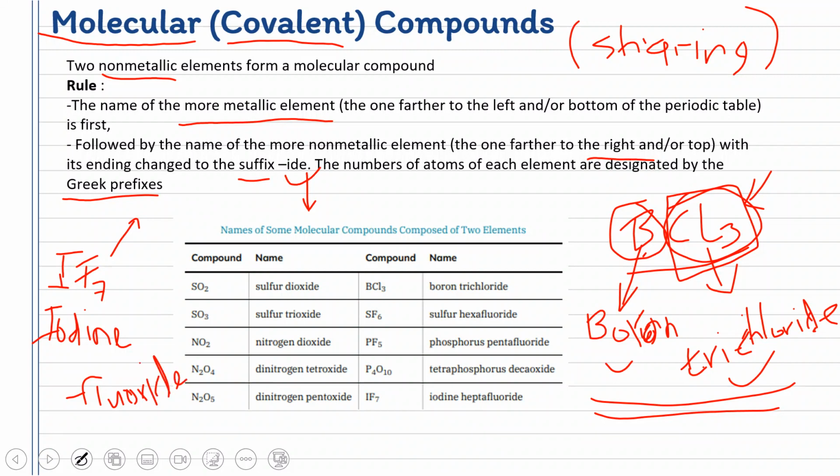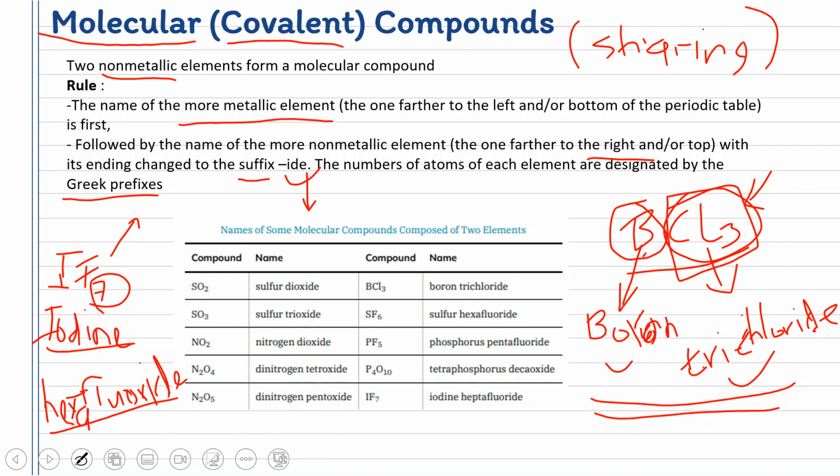Now I have to begin this fluoride with a Greek prefix that tells me how many fluorines I'm dealing with. Everybody look here: 7 fluorines. So based on my prefixes, it's going to be hexa. So I'm going to put hexa here. So now my name becomes iodine hexafluoride.